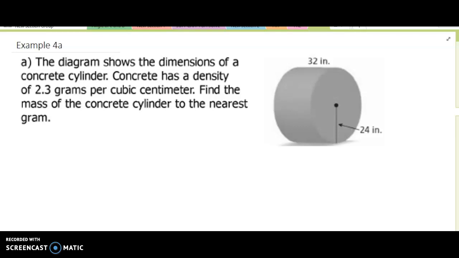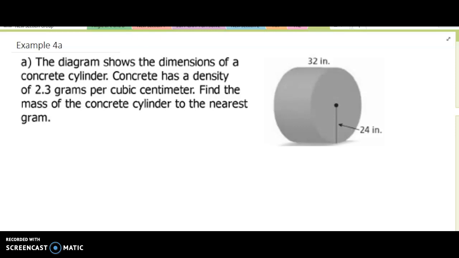Alright guys, this is the second half for 11.5, so if you haven't watched the first half, please do that first. So you should have just watched a video that talked about the gold bar at Fort Knox and how to use density equals mass over volume.